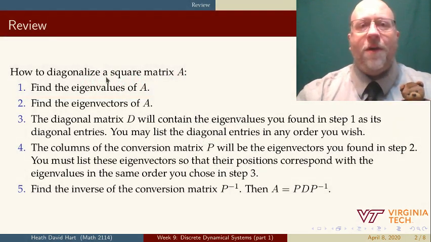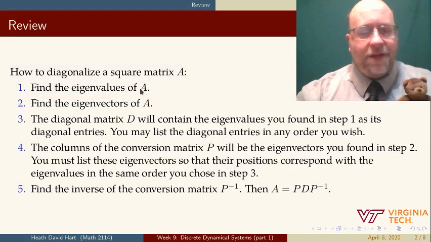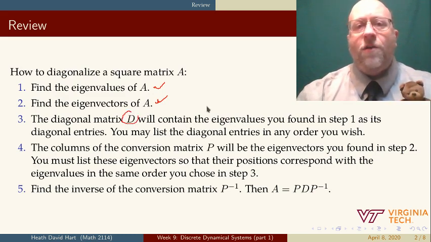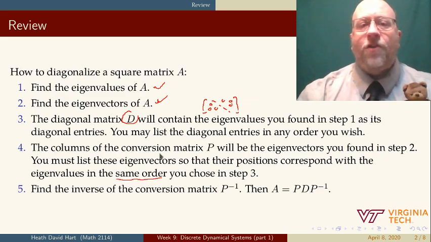Just as a review, when we want to diagonalize the square matrix A, we need to find the eigenvalues and we need to find the eigenvectors. Then we form a diagonal matrix D that contains eigenvalues going down its diagonal and zeros everywhere else. I can list the eigenvalues in any order that I want. Then I create the conversion matrix P. It will, of course, contain the eigenvectors that we found. And the eigenvectors have to be in the same order as the eigenvalues that we chose.